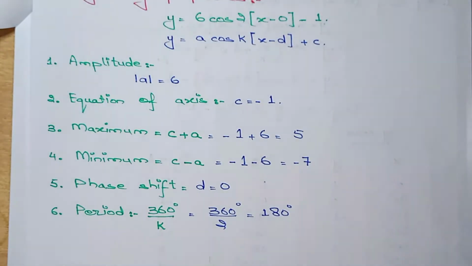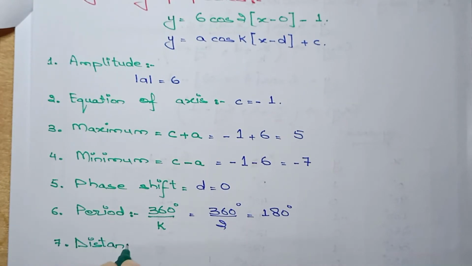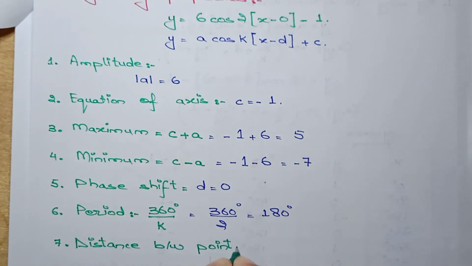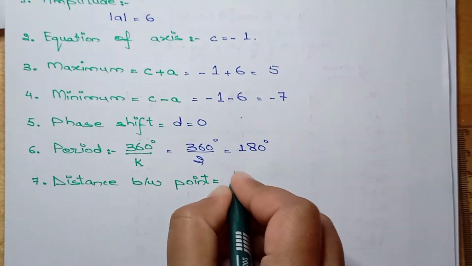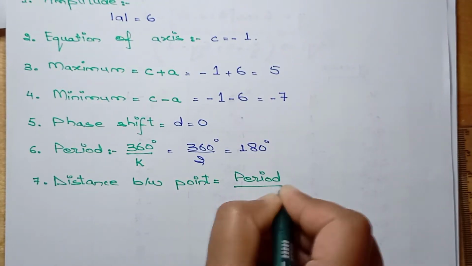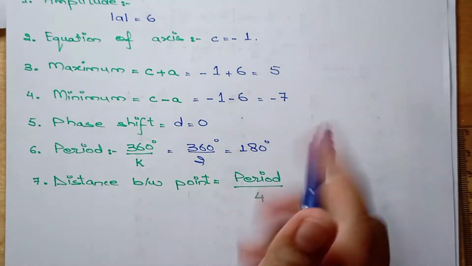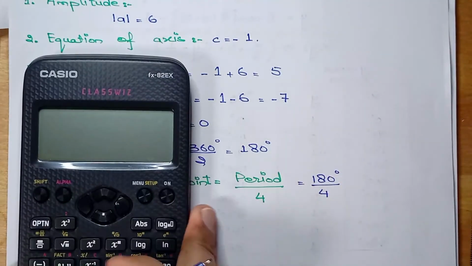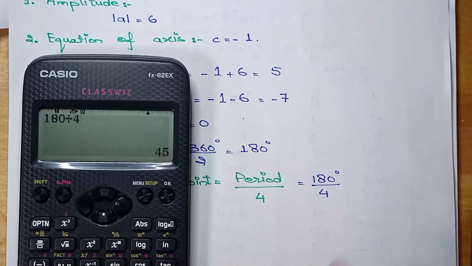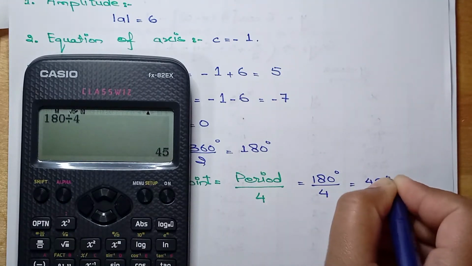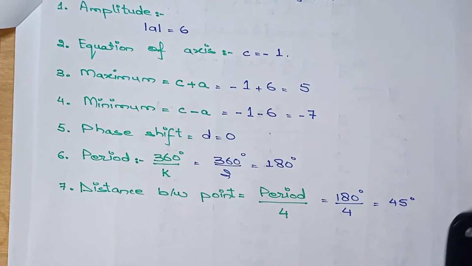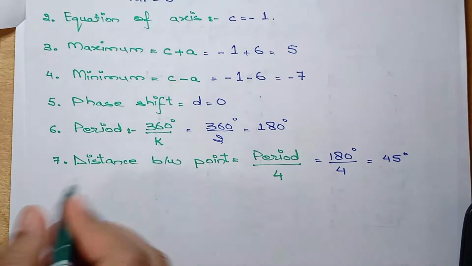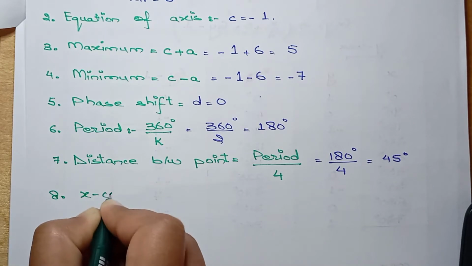Okay, now the next thing is distance between points. For distance between points, we need to use the formula period divided by 4. So what's the period? We got period is 180. 180 degrees divided by 4 is 45 degrees. So the distance between the x values is 45 degrees. Okay, now the last thing, we need to find out the coordinates, the x coordinates.